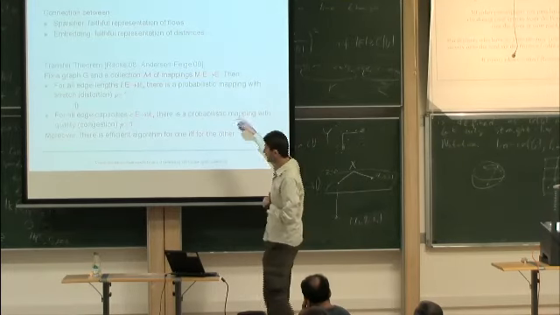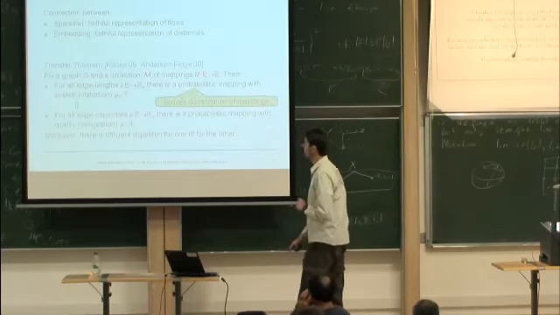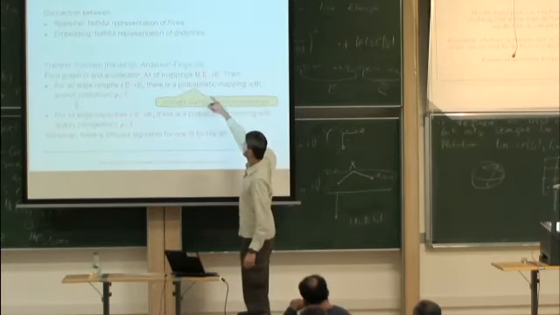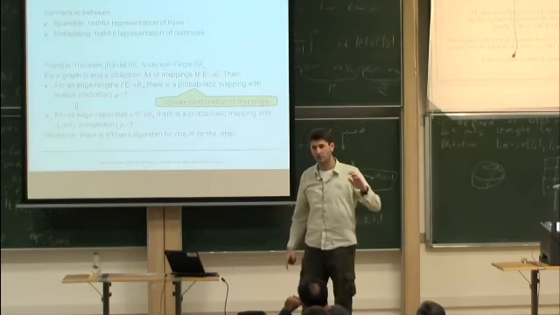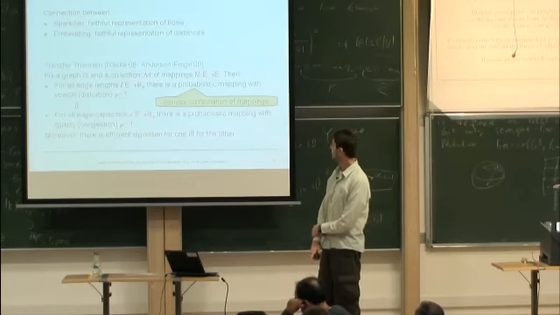And this is an existential argument. You can actually get an algorithm for this, but let's not worry about it. Just one thing about this probabilistic mapping. Whenever you see "probabilistic" in these slides, it just means a convex combination of mappings. If these mappings correspond to all possible trees, then a probabilistic mapping means a convex combination of trees, or a distribution over trees.